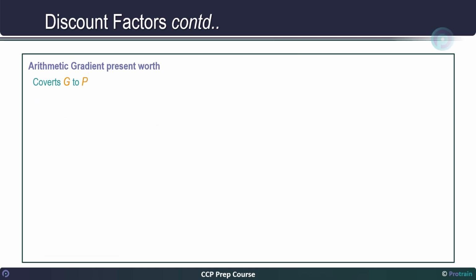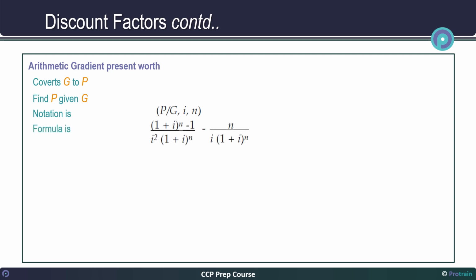Arithmetic gradient present worth factor is the last factor we shall discuss. This factor converts arithmetic gradient to present worth. In other words, it helps us find P when G is given. The notation is P/G, i, n. The formula is [(1+i)^n - 1] divided by i squared, multiplied by [(1+i)^n - n] divided by [i(1+i)^n].